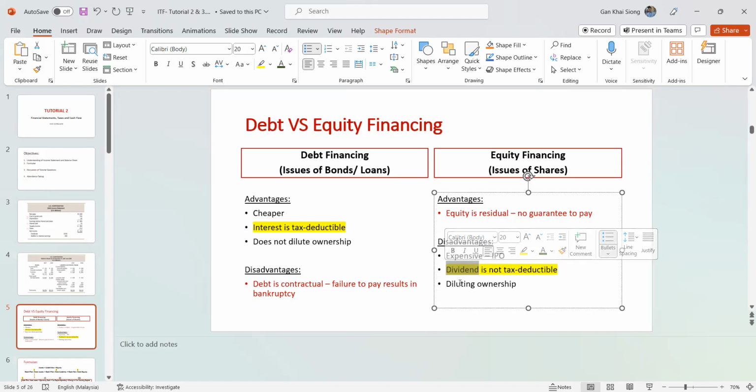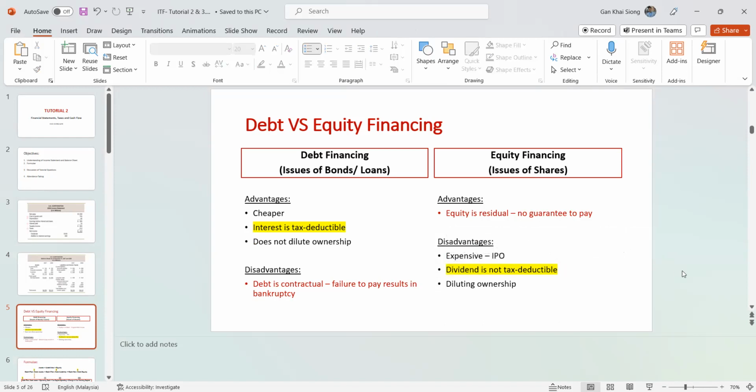And the most important thing is it will dilute ownership. In the event someone buys most of the shares of a company, then that person will become the major shareholder. So the best part is, if you can retain at least 51% of the shares, then you can still remain the controlling shareholder. But if not, you will have to worry that your ownership may be diluted.